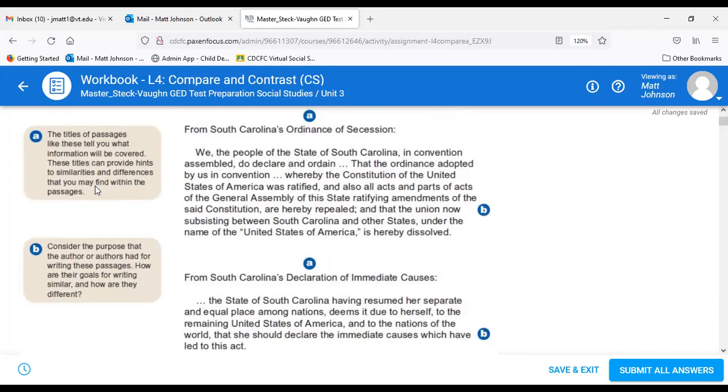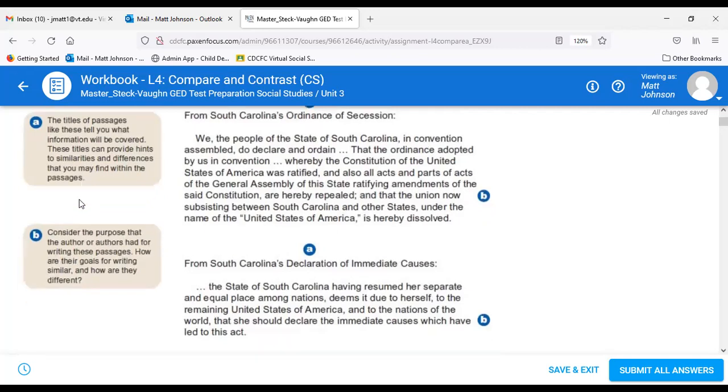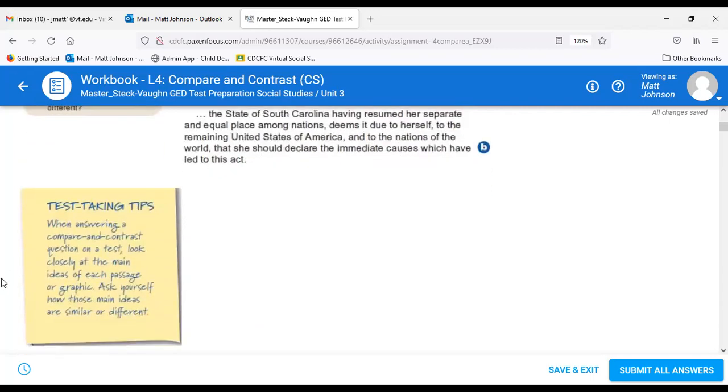And then B says, consider the purpose that the author or authors had for writing these passages. How are their goals for writing similar, and how are they different? I think it's awkward that they're using the same document here, the same piece, but there are different parts to it, and they have a different meaning.